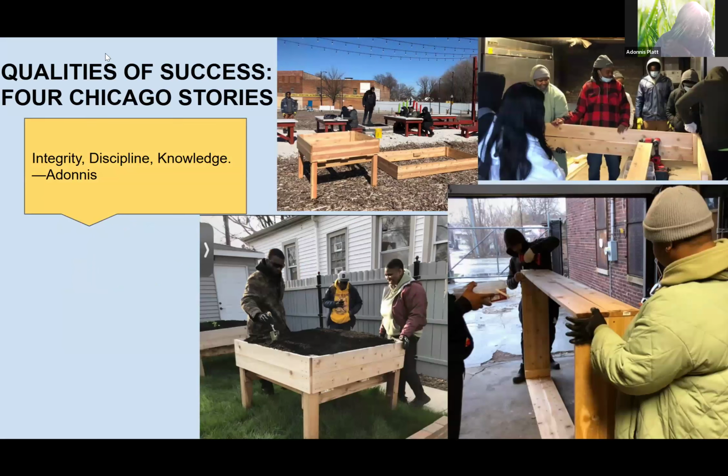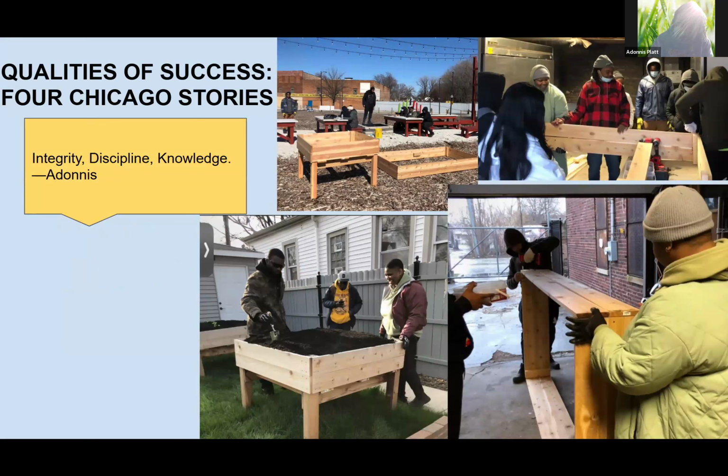Okay, so qualities of success. Something that we look for is sharing our shared values with our young people and passing on values. Some of the values are integrity, discipline, and knowledge. We teach young people, this is from our carpentry program, how to build 4x8 in-ground beds and 4x4 raised beds. And so this is us.